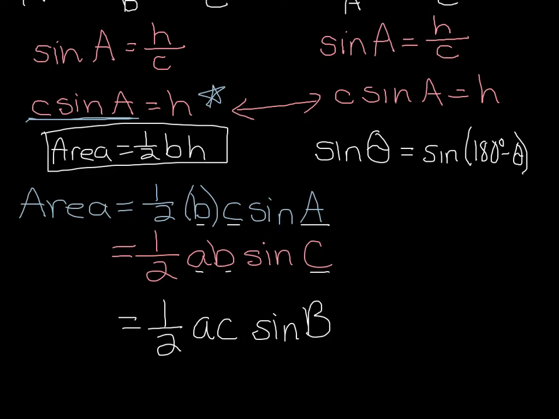So we can say in words, instead of having all these formulas and configurations, that the area of a triangle is equal to 1/2 the product of two of the sides of the triangle times the sine of the included angle between the two sides.